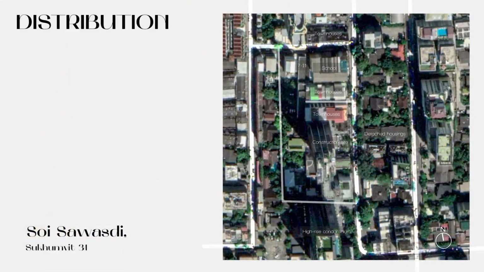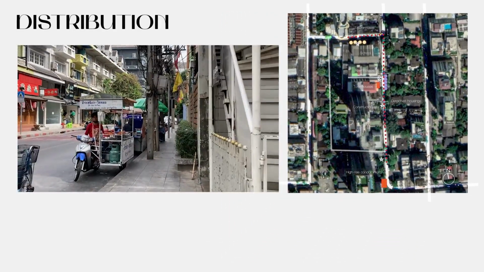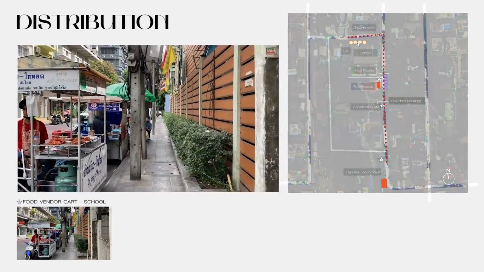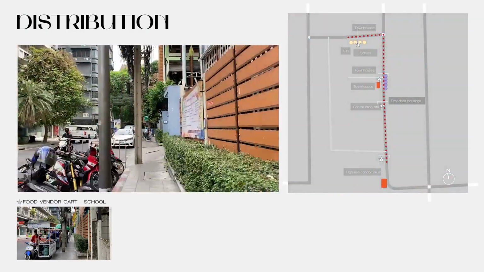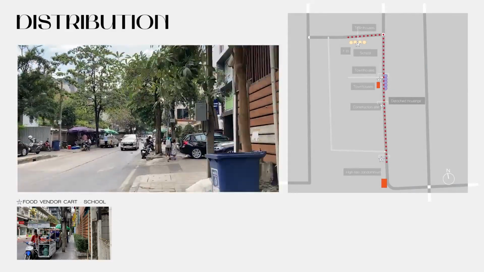Zooming into Soi Sawadee, there's a mixture of building types: townhouses, detached housings, high-rise condominium buildings, a construction site, and a school. The different kinds of boundaries from these buildings influence different types of activities to occur. I further studied the activities along the streets from an observational walk, which can be outlined into four major hotspots. First, street food vendor carts in front of a school. The school is a major and only source of customers that these carts rely on.